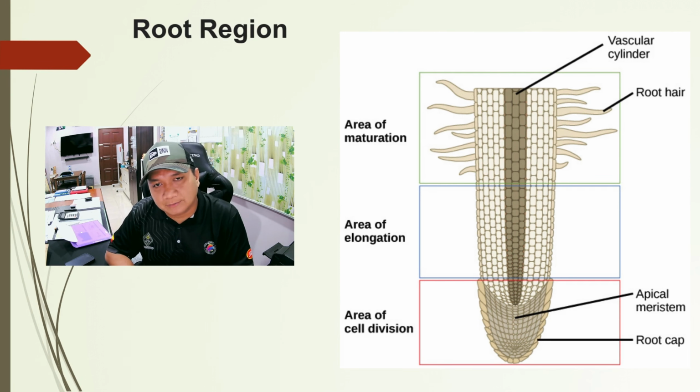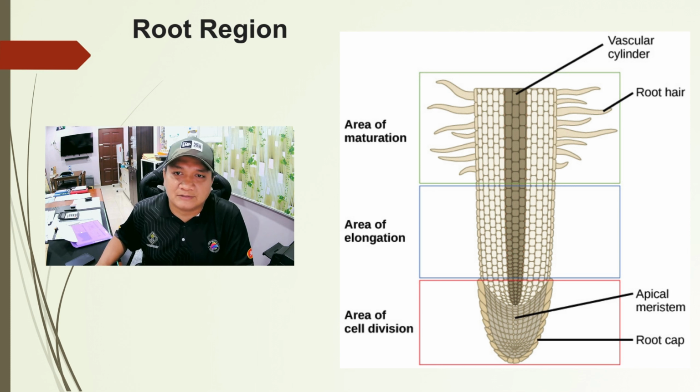Okay, lastly for the root, we have root modification. We have storage roots, whose function is to store food. Examples are sweet potato and beetroot. We can see the picture here. Then prop roots, for supporting heavy plants. Example, banyan tree. Then aerial roots hang in the air for support and absorption. Example is orchid. And then pneumatophores, which aid in respiration, in mangrove trees.